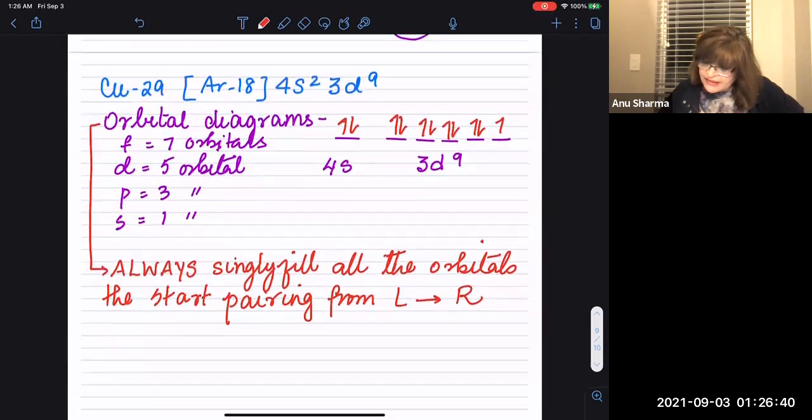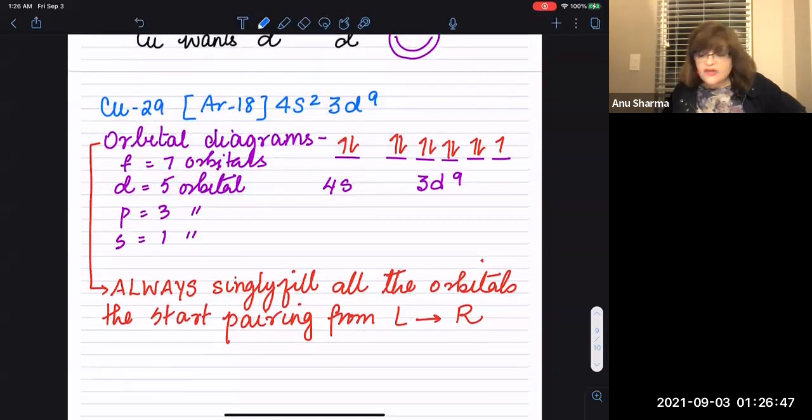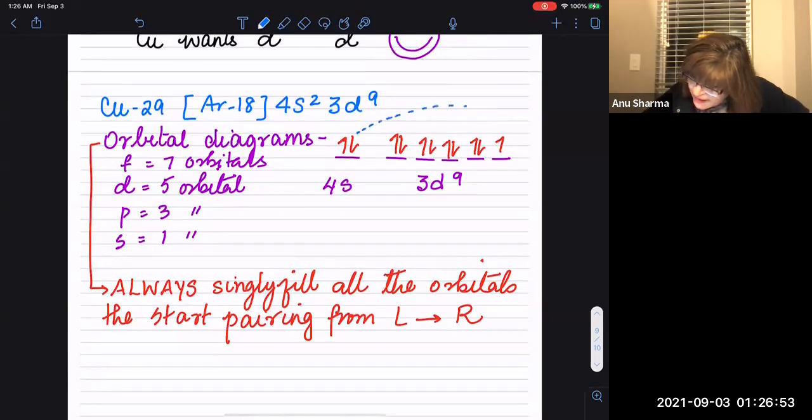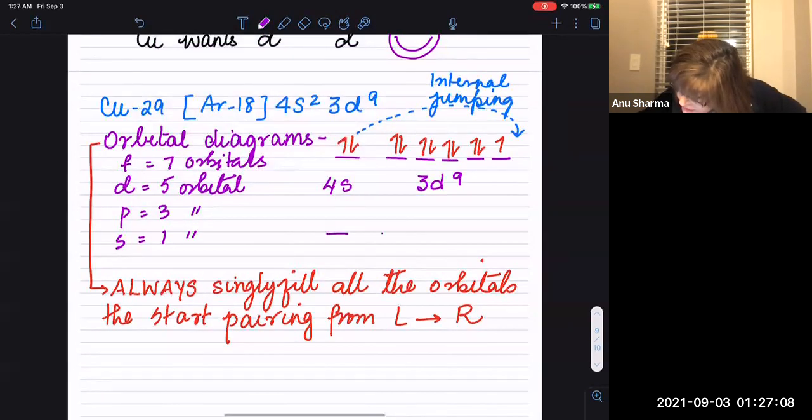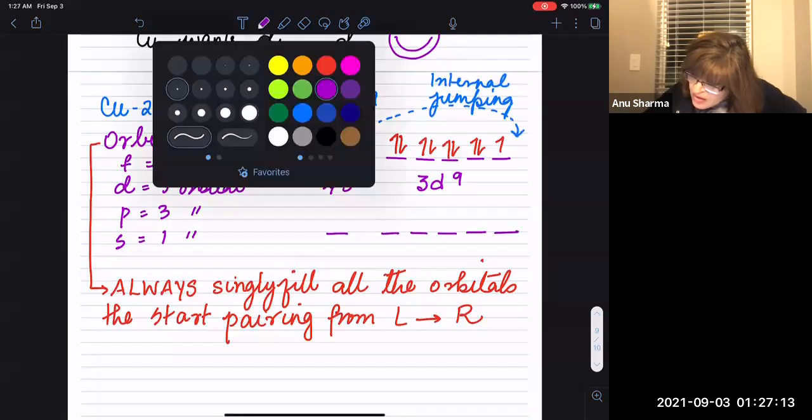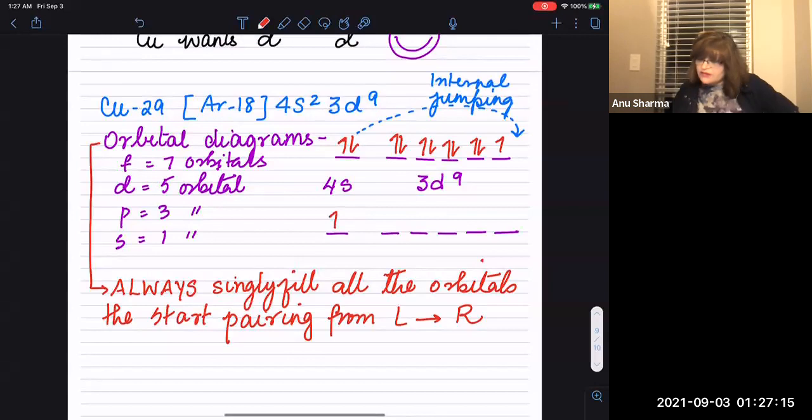But here's what happens with the copper. Copper in this condition is not happy. It wants the D to get 10. So what's going to happen? This electron jumps and comes here. So this is the internal jumping. And when this internal jumping occurs, a new arrangement happens, which is like this. So 4s, and then this is 3d. 1, 2, 3, 4, 5. And now we have half filled.